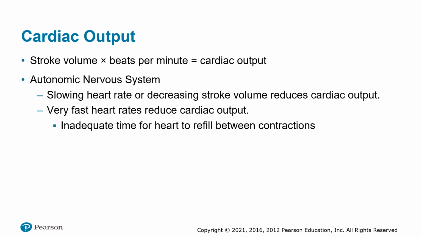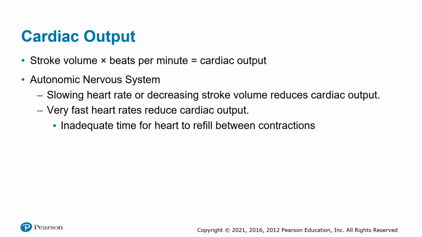Cardiac output is the stroke volume, so how much volume is going out of the heart, times beats per minute, so how many times the heart is beating per minute. This equals cardiac output. Normal cardiac output is about 60 to 70, and that's what we want.